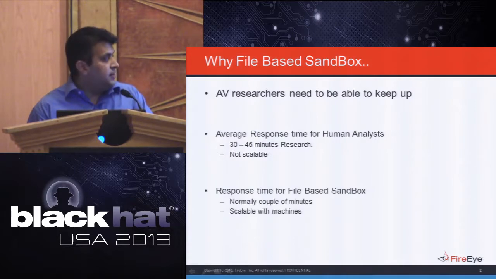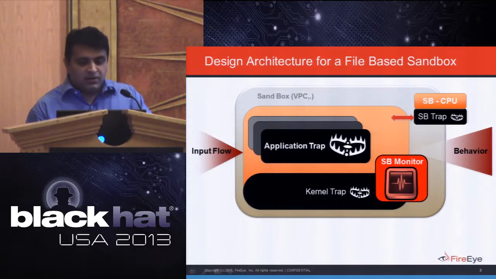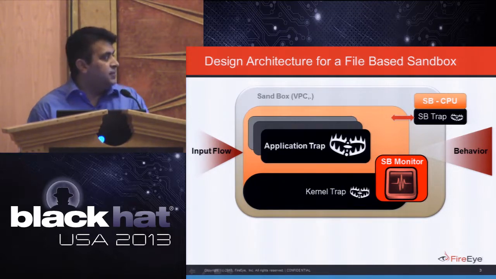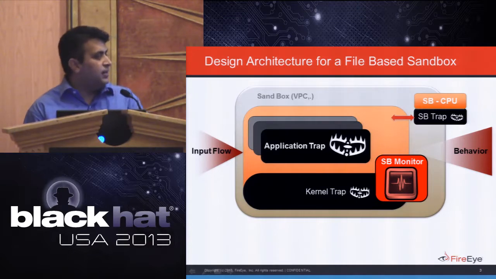The other approach, which is currently being used by the AV industry, is to use a file-based sandbox. A typical architecture of a file-based sandbox is as shown in the figure. It has traps at various levels: an application trap, a trap at the kernel, and a trap at the CPU. It takes the file as an input and executes it. The file makes calls to different functions, and these calls are captured by the traps. A sandbox monitoring unit will convert these calls into behavior.